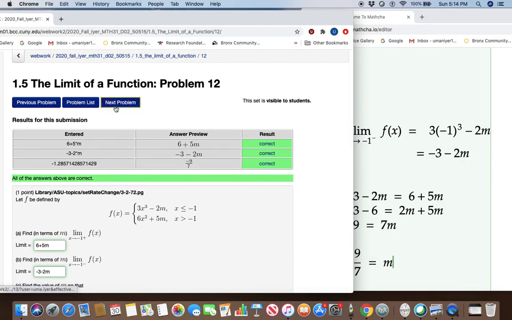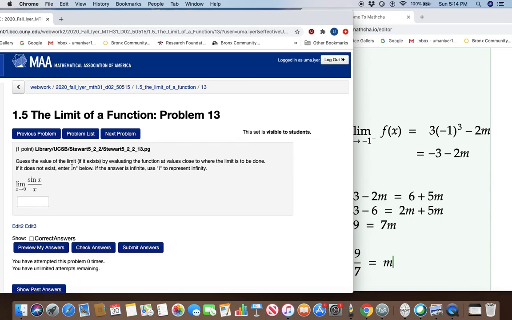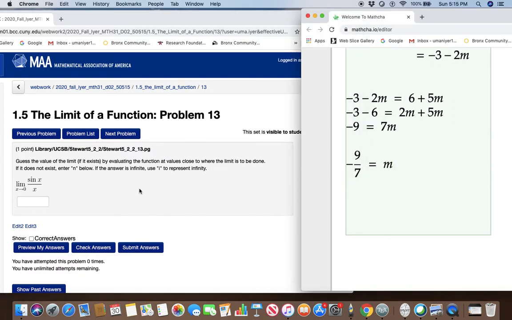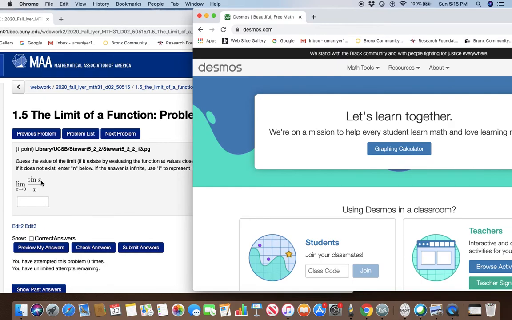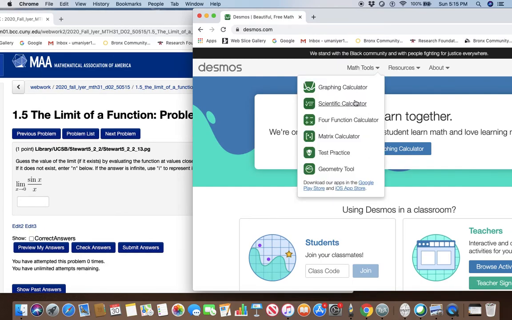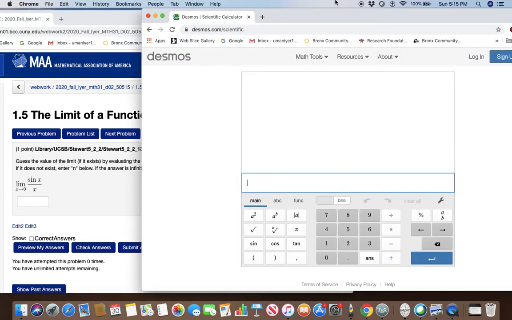All right. Next question. Guess the value of the limit if it exists by evaluating the function close to where the limit is to be done. Theoretically, it's something that we need to check for ourselves. I will take two values of x. For example, I'll go to Desmos. Notice we need to use x in radian form, so make sure you're in radian. I don't want degree, I want radian.